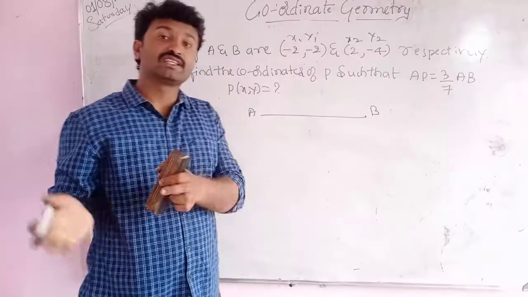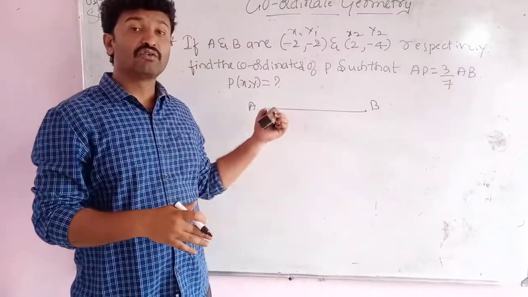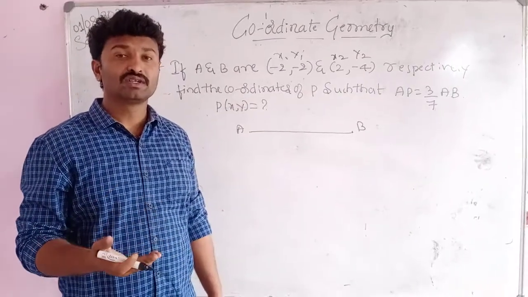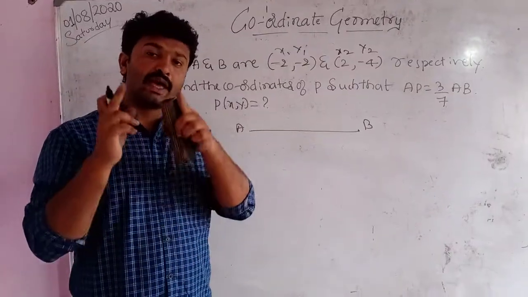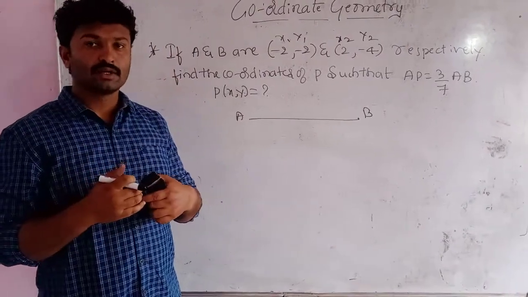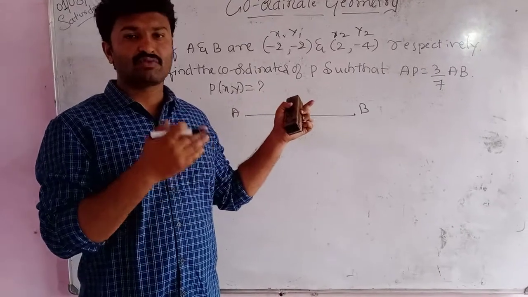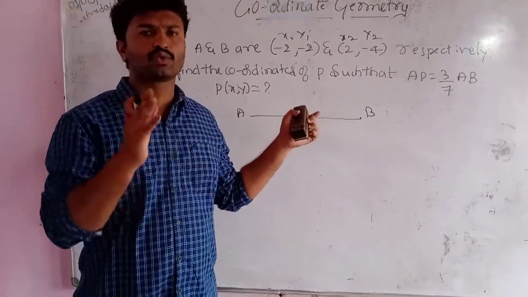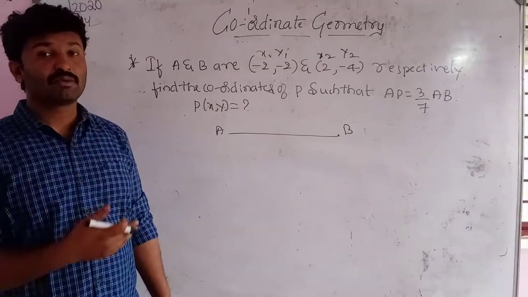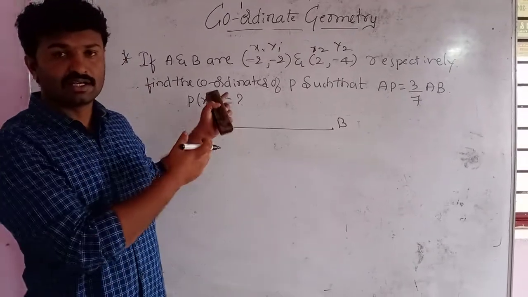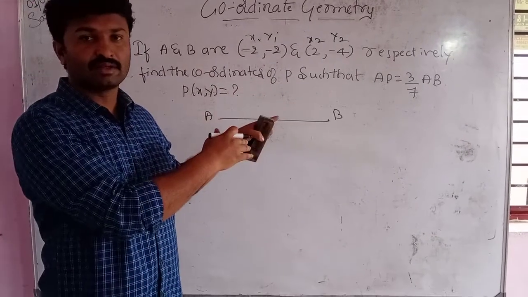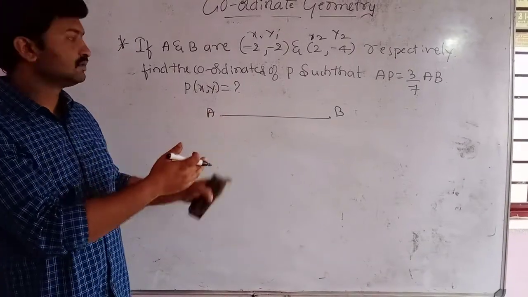Recall the section formula. To find out P of xy, what do we want? x1, y1, x2, y2 and m1 is to m2. We'll check whether they are given. He has given x1, y1 and x2, y2 in the question, but the ratio is not there. The m1, m2 values are not there. We'll check whether the ratio values are there or whether he has given any hint to find out the ratio.